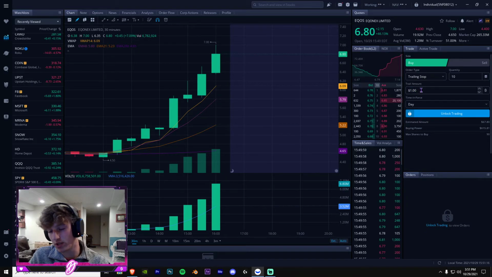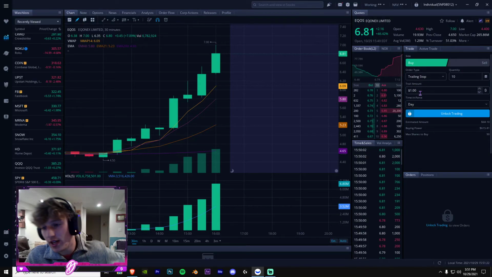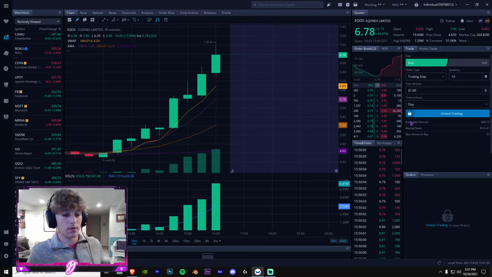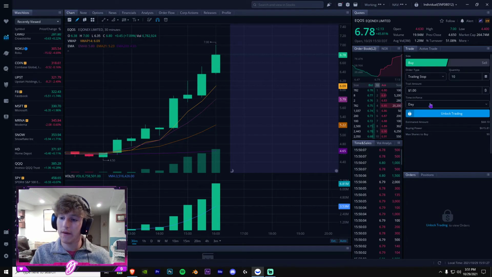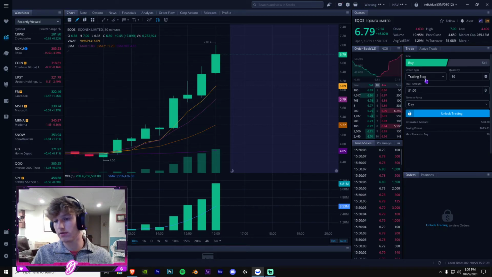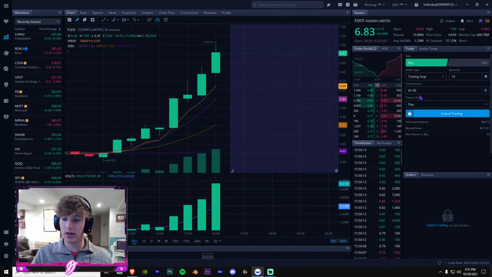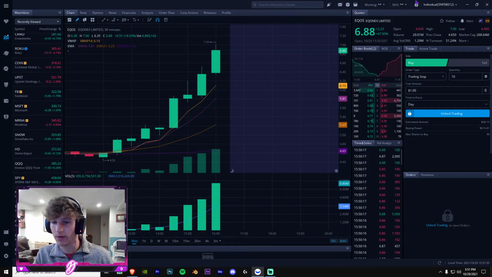This is really hard to explain, but basically trailing stop loss is whenever it falls down, say it goes up to $1 and your trail amount is $1, whenever it falls down more than $1, you will get stopped out. And usually trailing stops are good for when you're green and when you're in profits. So that's why I like trailing stops.